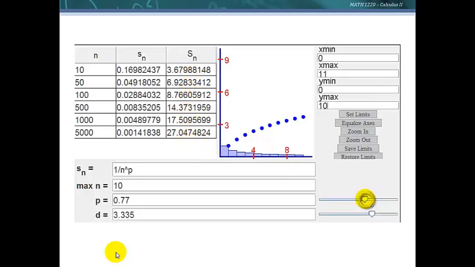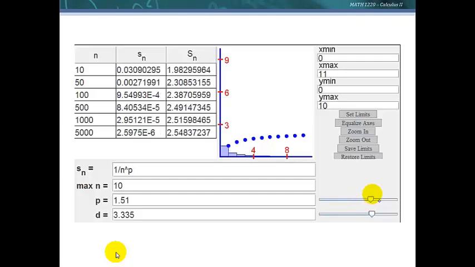Let's go ahead and make it a little bit larger. And now as I'm looking at it, p is now 1.51, and it looks to be increasing, but maybe it's increasing but staying under a limit, staying under 3. As I can see it is increasing at a much slower rate and possibly has a limit there. Let's let p get a little bit bigger.